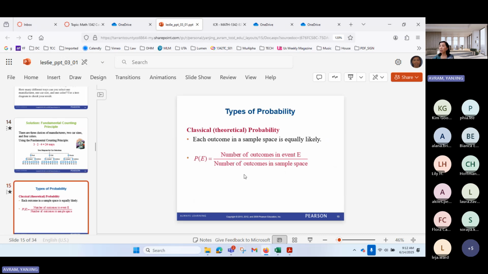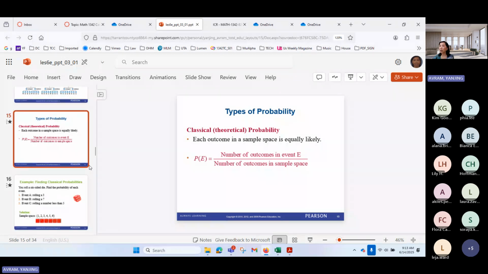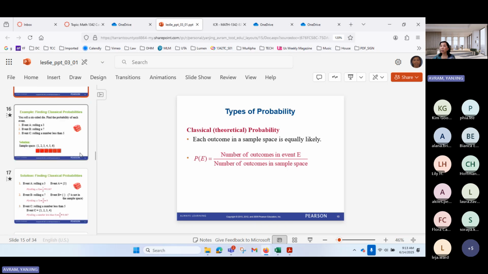And what is probability? Basically, we have 3 different types of probability. One is called classical, also called theoretical. That means everything is in perfect condition, and you find the probability you're going to get. You use the number of outcomes in the event divided by the total outcomes, which is called the sample space. So that is the probability formula you will have.